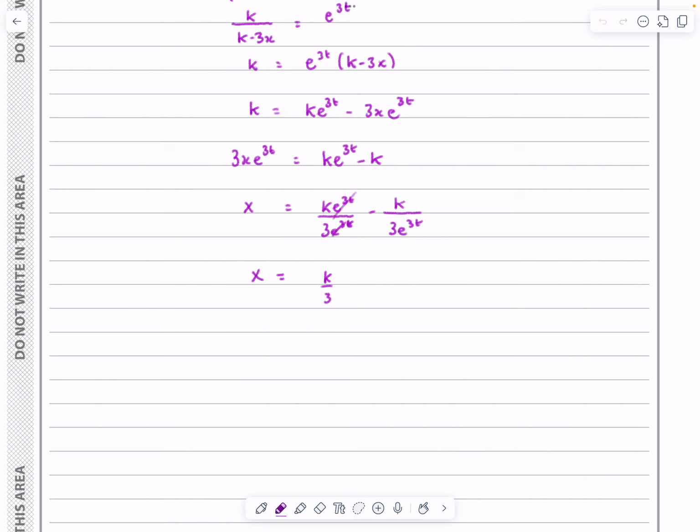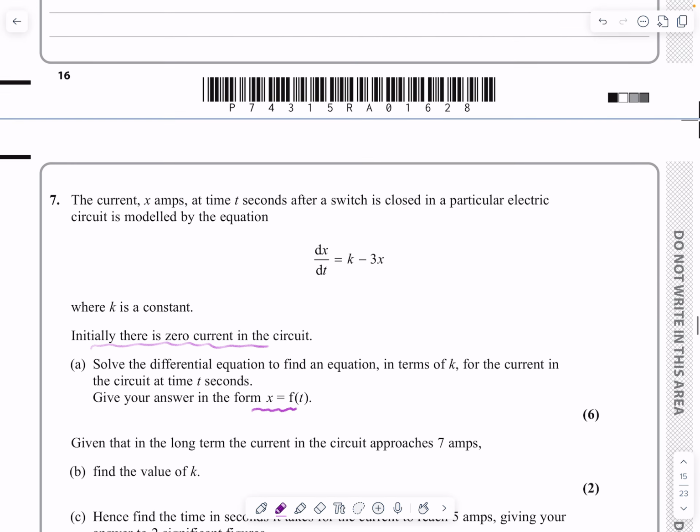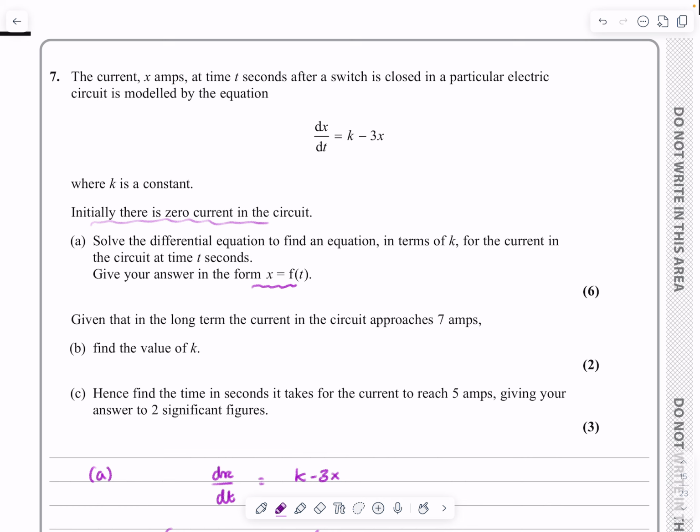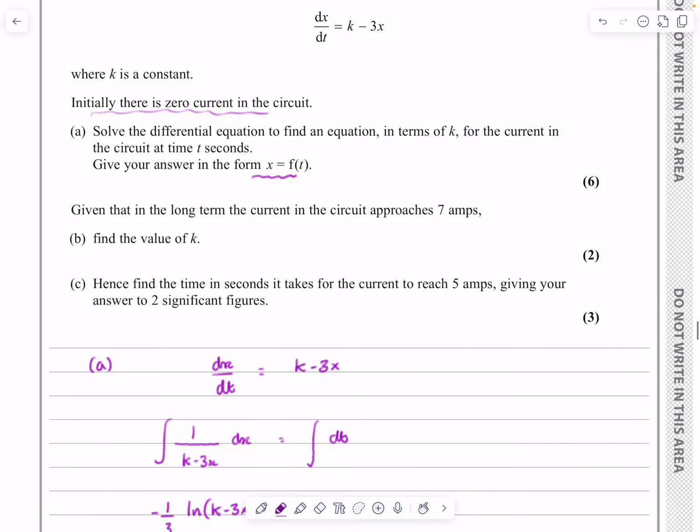They're going to cancel. And I'm going to get minus k over 3, and then it's e to the minus 3t here. So if I had that, we're done, but I'd actually take k over 3 out and have 1 minus e to the minus 3t here, just because that looks a bit neater. Let's just go back. Yeah, it didn't say anything about how they wanted me to set that out. So, okay, it's up to me as to how I do that, as long as I've got it as x equals.